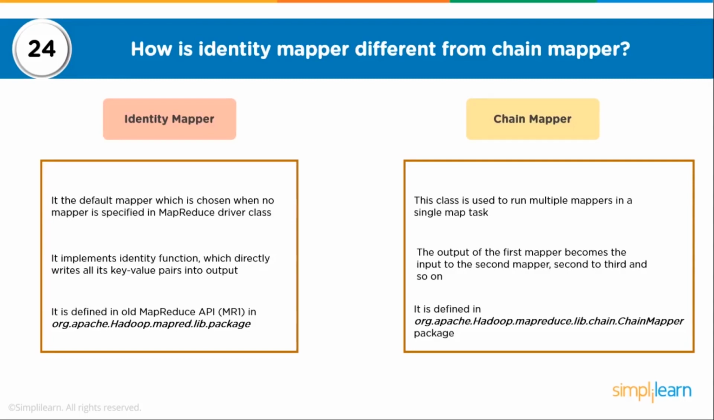But when you talk about chaining mappers, or chain mapper, this is basically a class to run multiple mappers in a single map task. Or basically you could say multiple map tasks would run as part of your processing. The output of the first mapper would become the input to the second mapper and so on. And this can be defined in the undermentioned class or package.